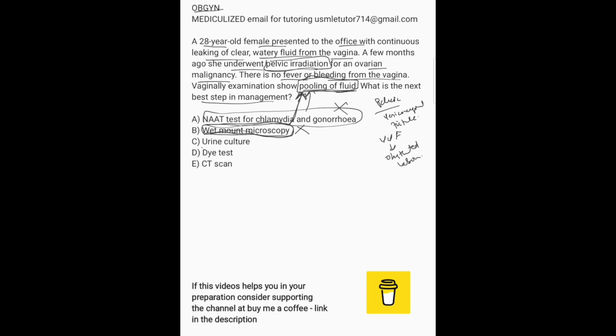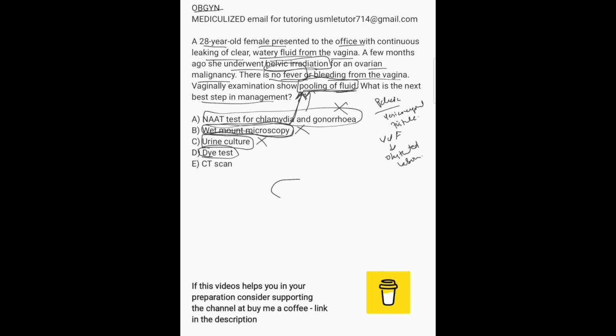And then we have the urine culture. The urine culture is for UTIs. This patient does not have any dysuria, or there is no fever, if you're suspecting, for example, pyelonephritis, because this patient usually doesn't have fever. So that's the wrong answer. Then the dye test, the bladder dye test, is actually the right answer.